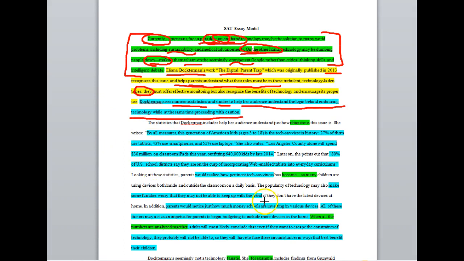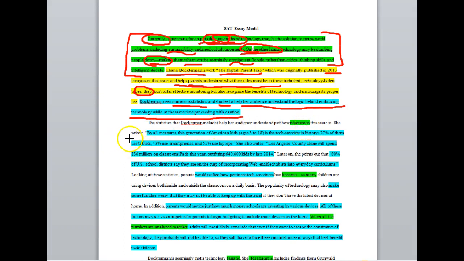So we're going to look at the first body paragraph. If you look at the template, you'll begin that first body paragraph with a topic sentence. So in this case, the example is the statistics. So notice how you have statistics right here, that's the what, and it's mentioned right here in that topic sentence. The statistics that Dr. Min includes help our audience understand just how ubiquitous this issue is. And of course, ubiquitous is in green because it's one of those high-level words that's used effectively.